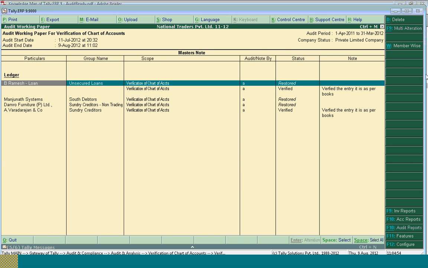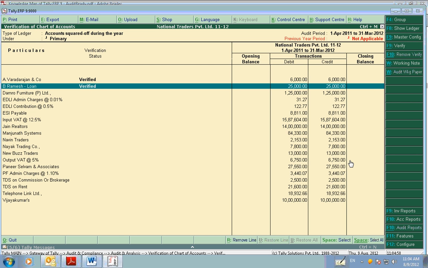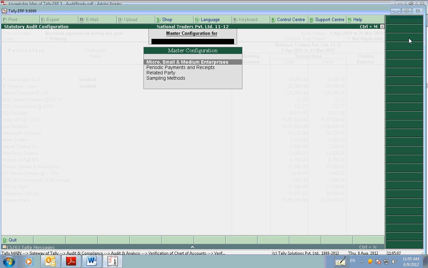Yeah. So this is how, getting into any of the particular ledger masters, you can just go through the entire information. Now here we have one option called master configuration, right? So this we will be talking about later. So what is this master configuration?